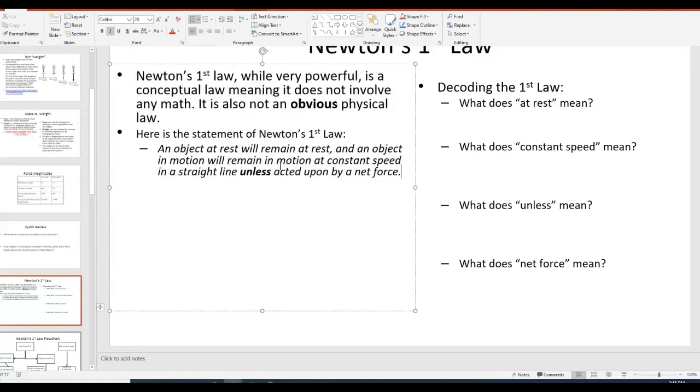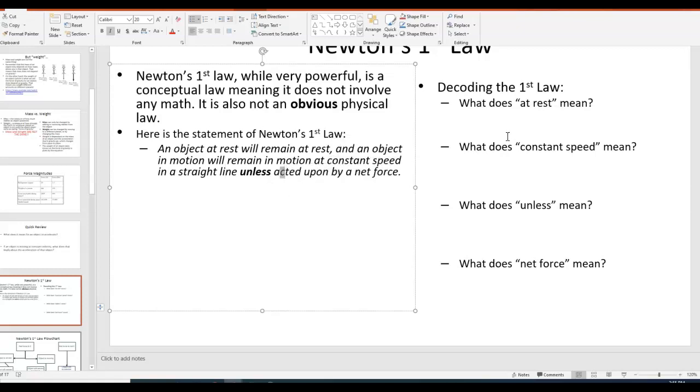So let me say it again. An object at rest will remain at rest, and an object in motion will remain in motion at constant speed in a straight line unless acted upon by a net force. For some reason in middle school they always leave out the constant speed in a straight line part, which is weird because it's like the most important part.